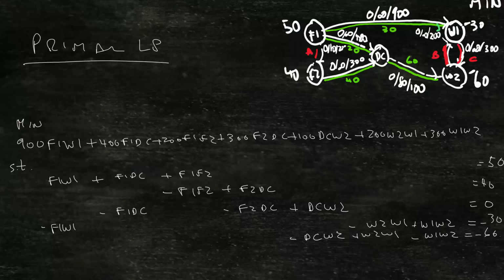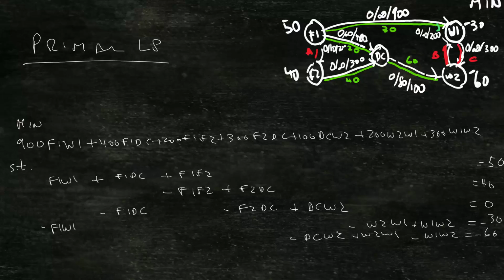The other stipulation is that we have some upper bounds. Of course, everything is non-negative. All variables are non-negative. But the question is, should we include the bounds on the flow on F1F2, which is a bound of 10, and of DCW2, which is a bound of 80?